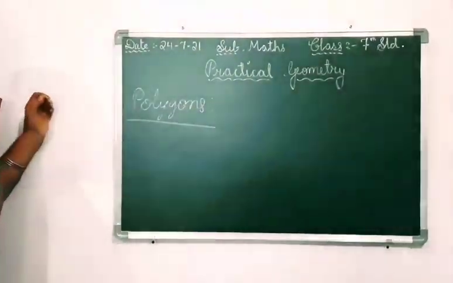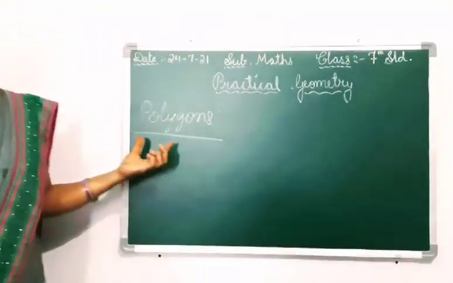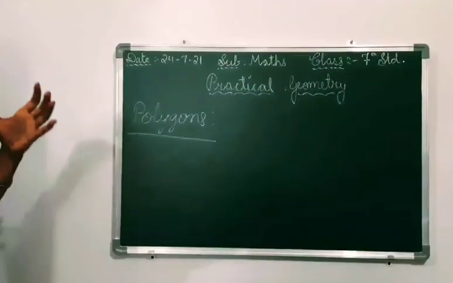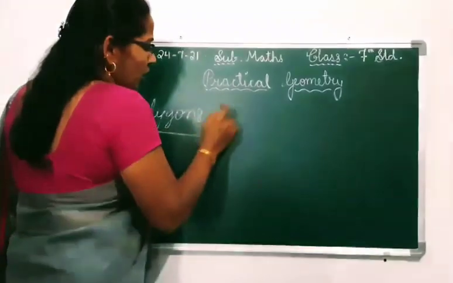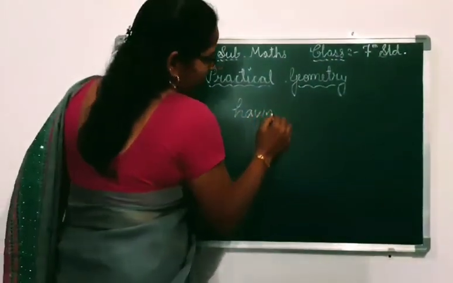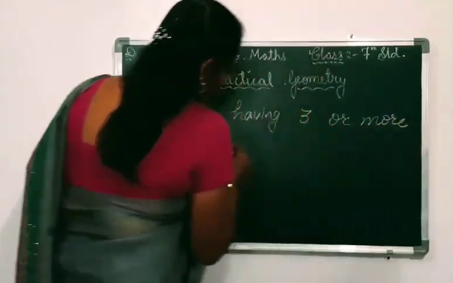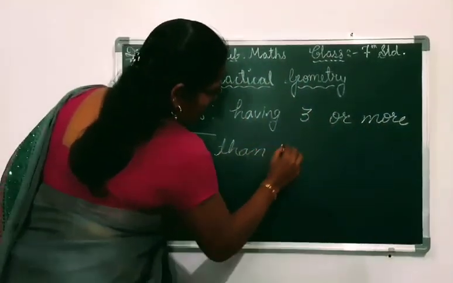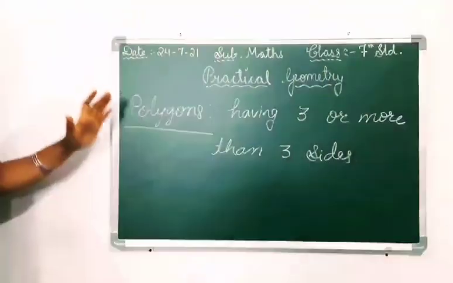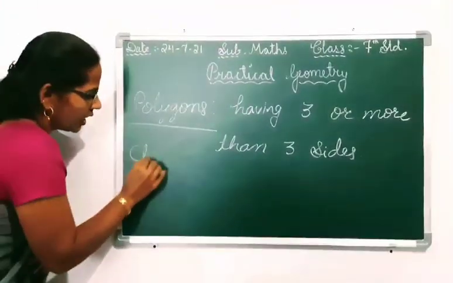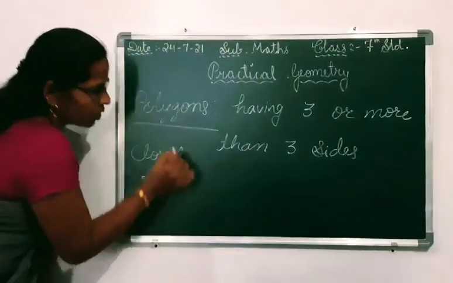Okay, polygons means these are closed figures. Children, polygons are closed figures having 3 or more than 3 sides. Polygons having 3 or more than 3 sides are known as polygons. Then these are closed figures, children. I will show some examples for polygons.